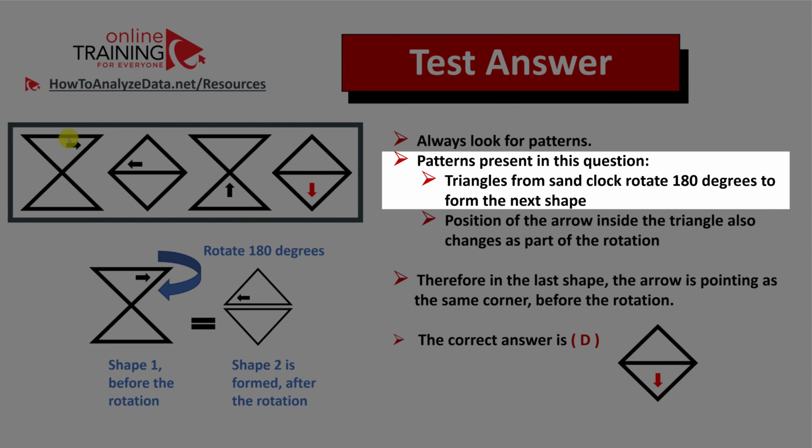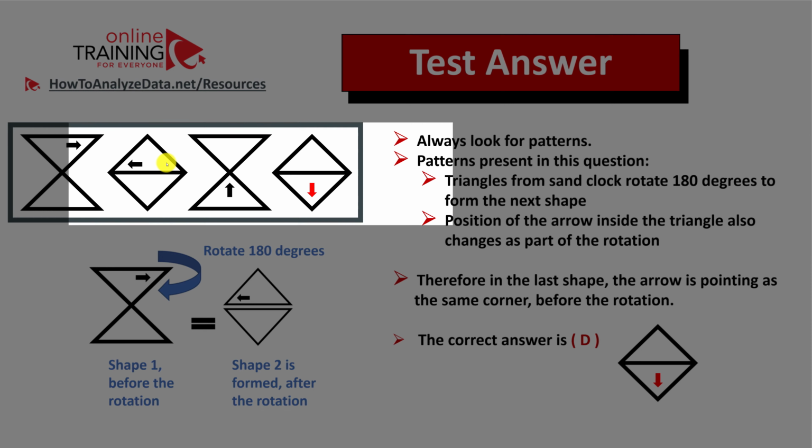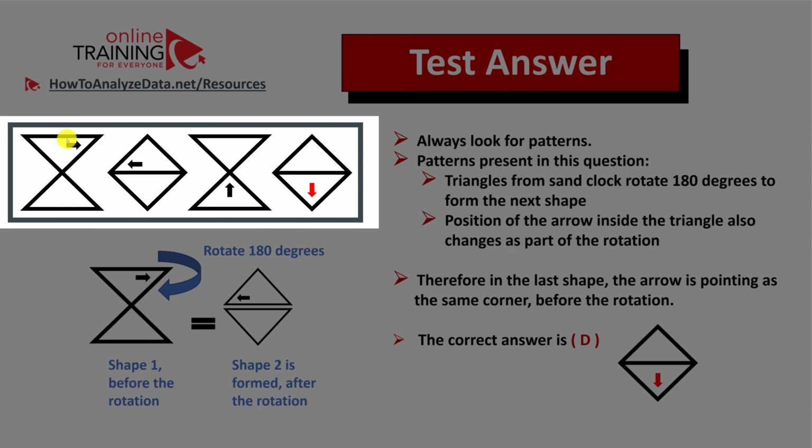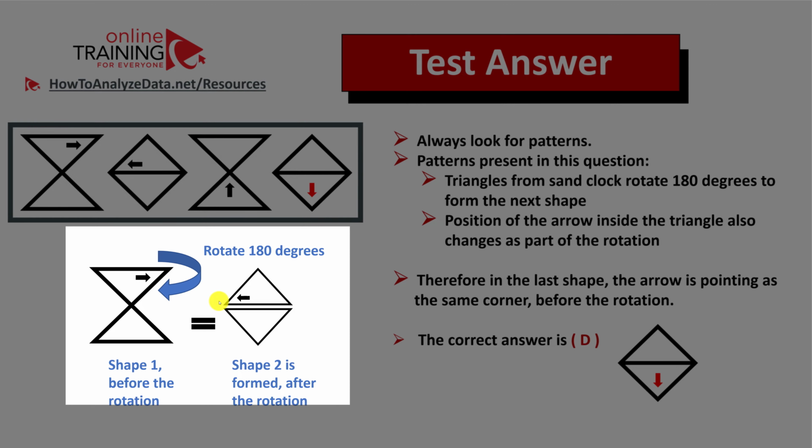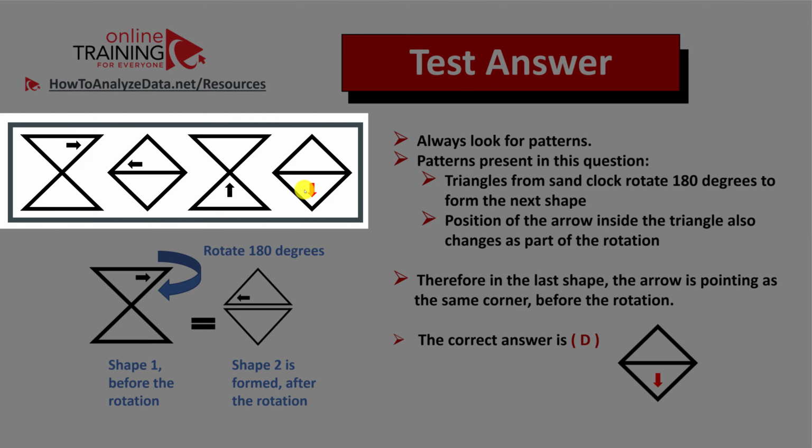If we rotate triangles from the sand clock and we rotate them 180 degrees, we'll get to the square. And that's exactly what's happening between shape number 1 and shape number 2. And this diagram below explains what's happening. Once you figure out the pattern, you know exactly how to calculate the location of the arrow in the shape number 4.